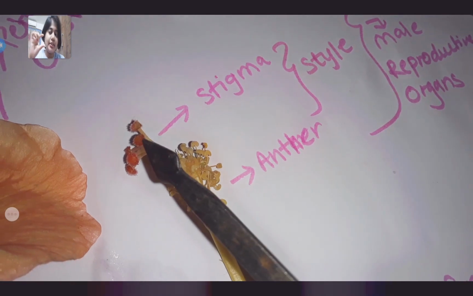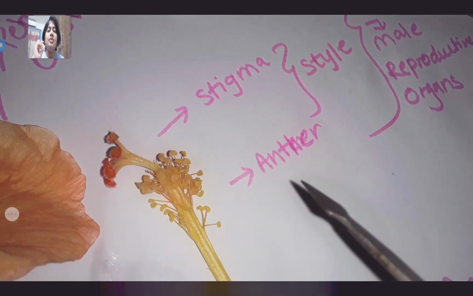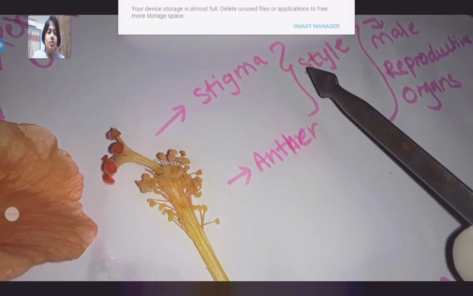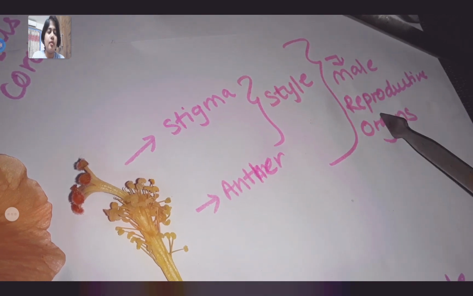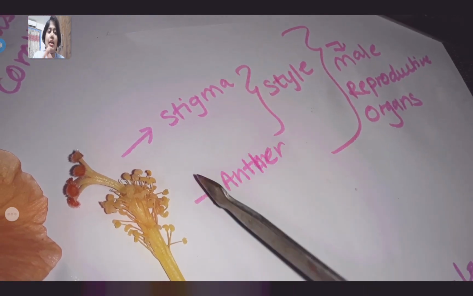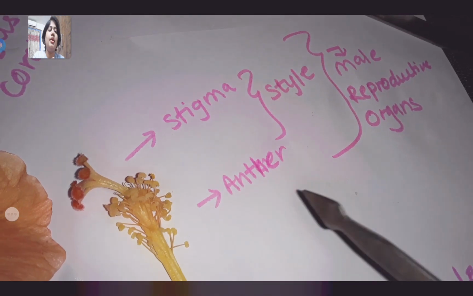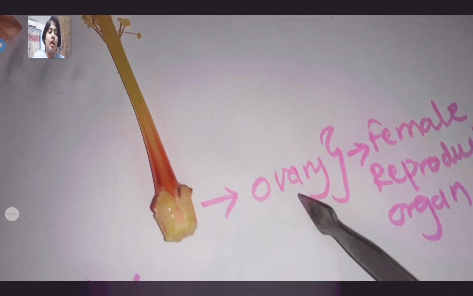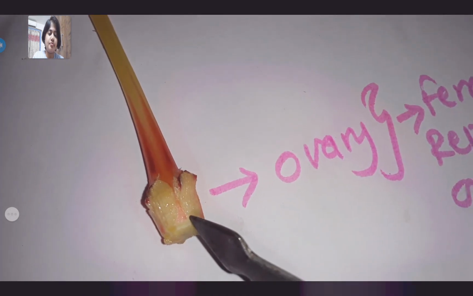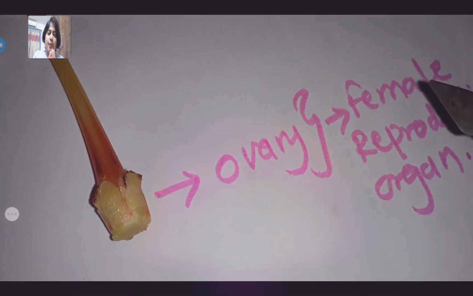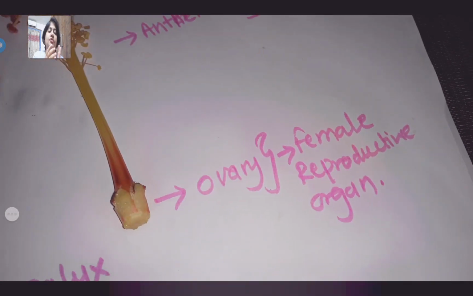The orange color which I have shown you is the stigma, and the yellow colored particles are the anther. So this is the anther, and the next is the style, together called a style, and this whole part is the male reproductive organ. And the next is the ovary, and I will show you the cut part of it also. The ovary is a female reproductive organ.